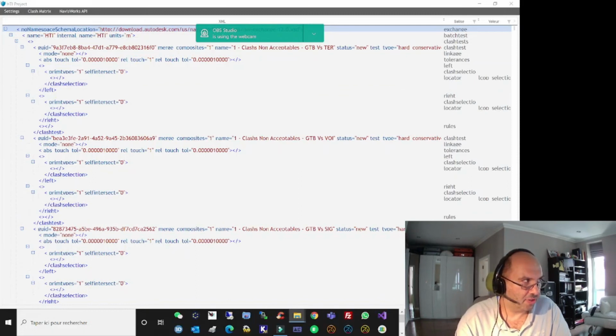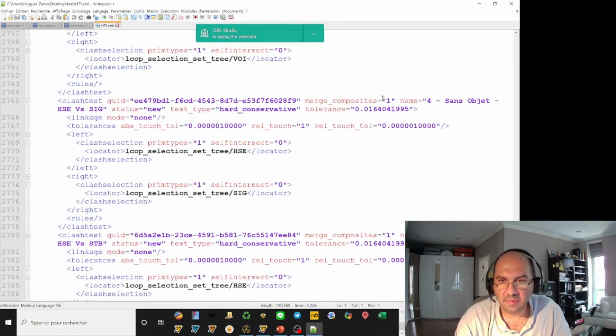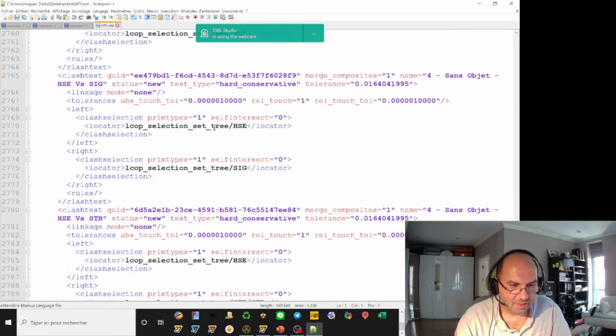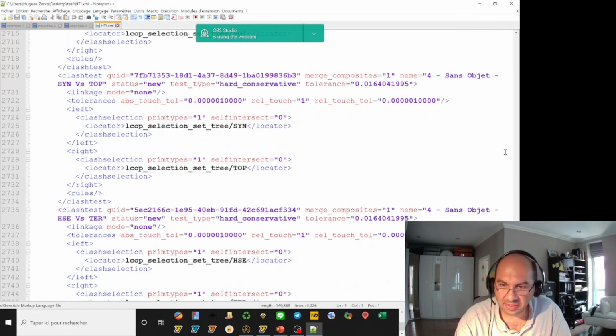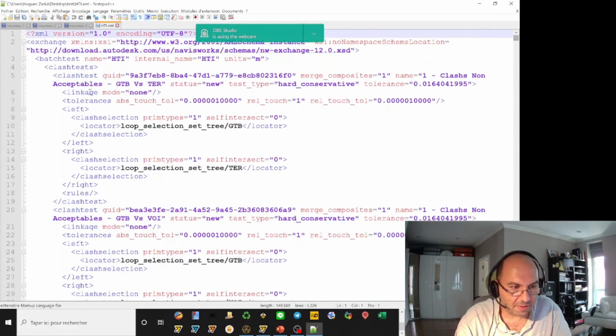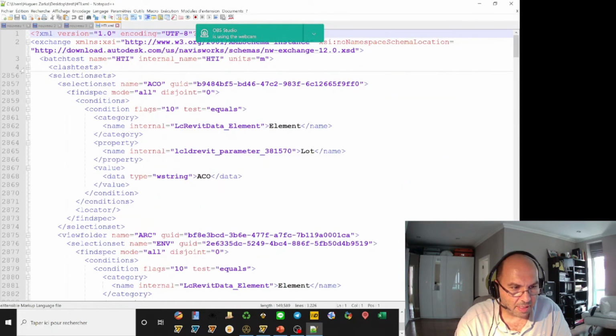What I will do, I will show you also the XML generated by the software. So here is the XML generated, and you can find first all the clash tests here, and all the clash sets below. So the structure of information is completely consistent and efficient.